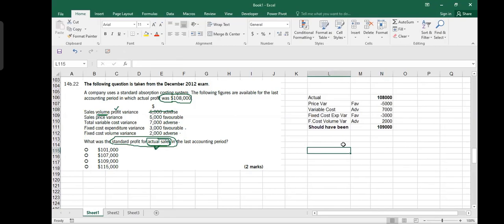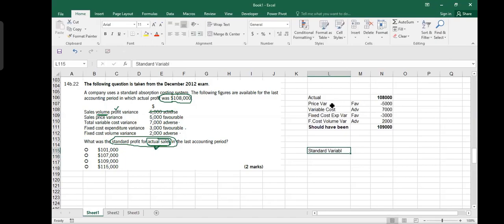Let me explain. Let's suppose that you have, let's create some numbers. Your standard fixed cost, let's call it standard fixed cost or standard variable cost.